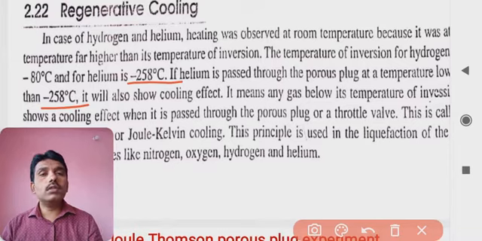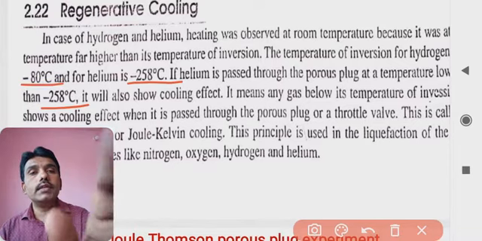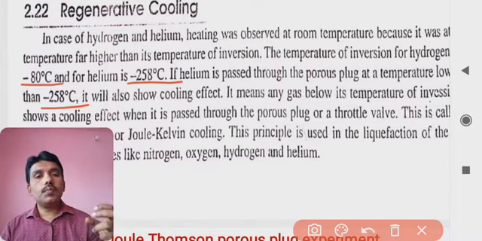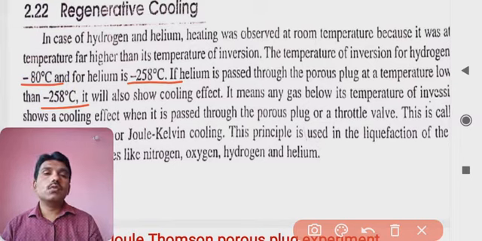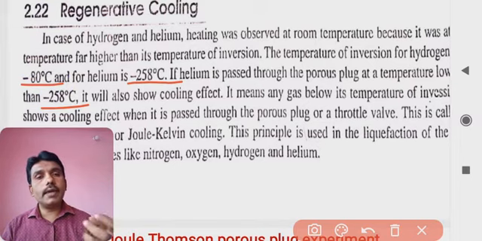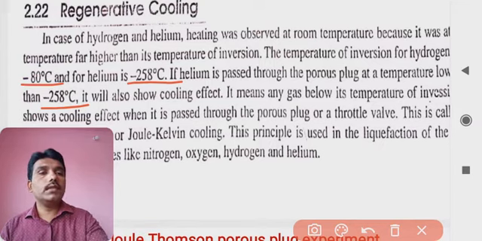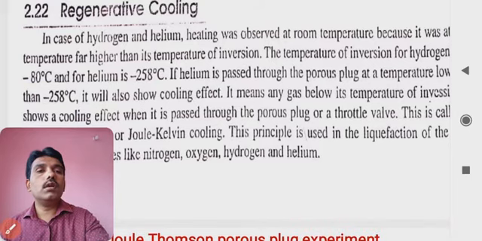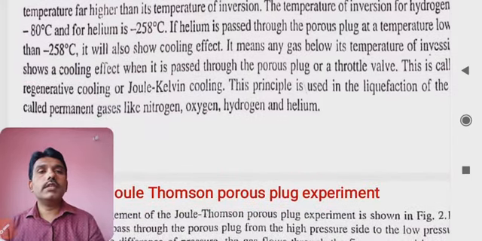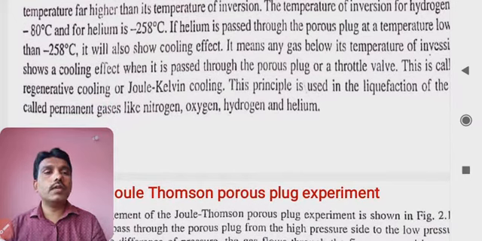आणि हायड्रोजन जर समजा -80 डिग्री सेंटीग्रेडपेक्षा कमी टेम्परेचरला पोरस प्लगमधून जर पास केला तर तो आपल्याला कूलिंग इफेक्ट दाखवेल, कारण हे अप्लाइड टेम्परेचर त्याच्या टेम्परेचर ऑफ इन्व्हर्शनपेक्षा कमी आहे, त्यावेळेस ते आपल्याला कूलिंग इफेक्ट दाखवतात. म्हणून अशा प्रकारच्या ह्याला काय म्हणतात, रिजनरेटिव्ह कूलिंग. So this is called a regenerative effect, basically regenerative cooling or Joule-Kelvin cooling.